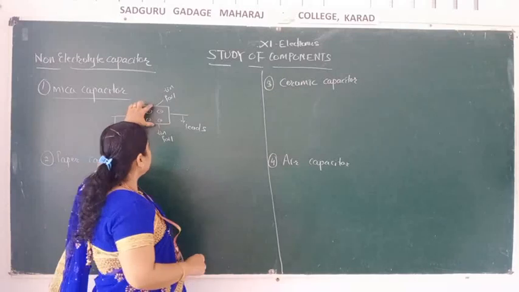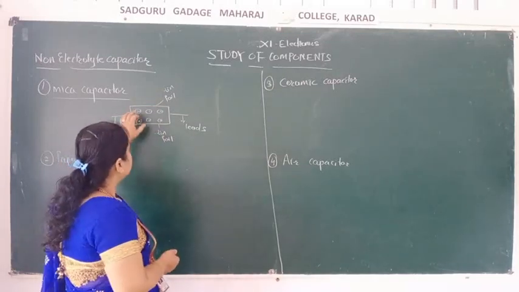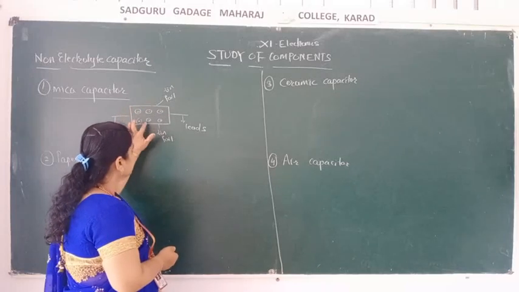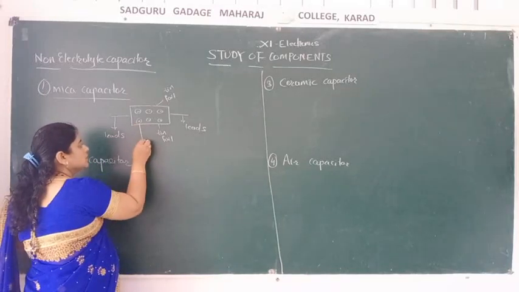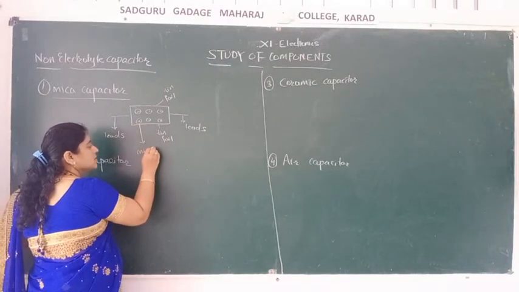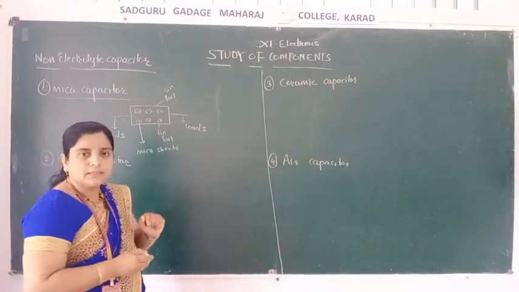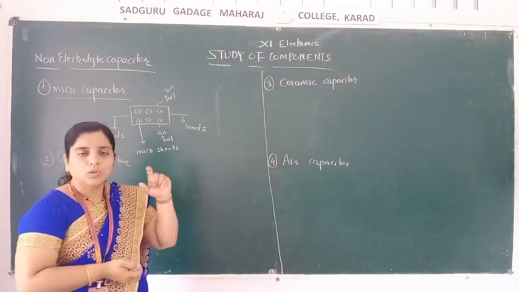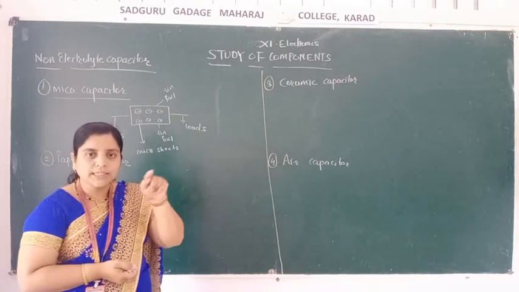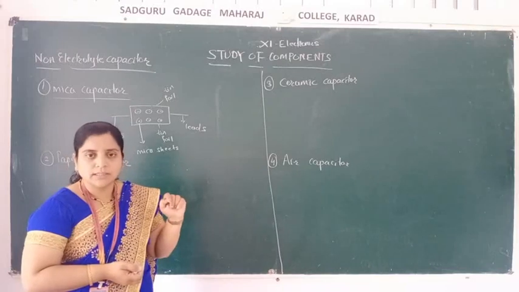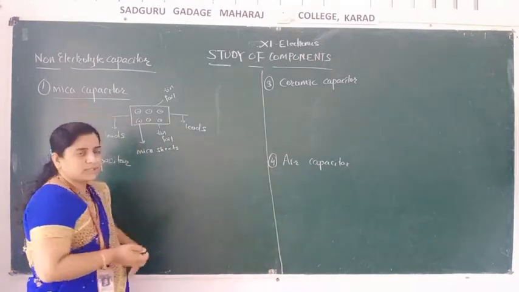These two tin foils are the conductive plates, meaning current flows through them, and the material inside is made up of mica sheets. These are mica sheets. The capacitor which is made by two conducting tin foils with mica sheets as its dielectric is called a mica capacitor.